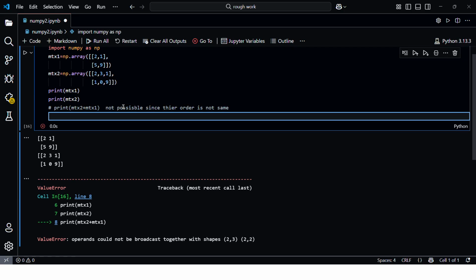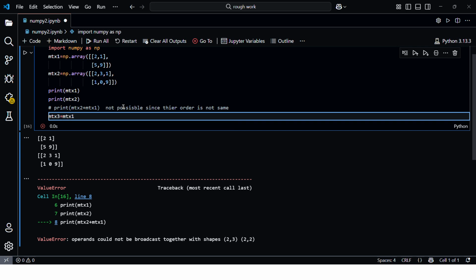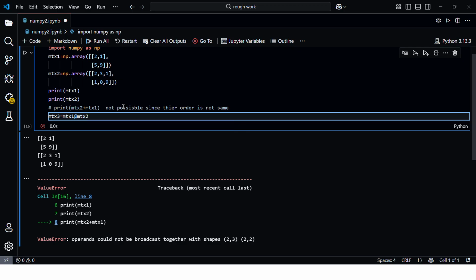Now next comes matrix multiplication. Let's say matrix 3 is what we get from the multiplication of matrix 1 and matrix 2. Here's a thing to be noted: in the case of matrix multiplication, we don't write it as star, we write it as at the rate, the @ symbol. So matrix 1 @ matrix 2, and basically this is the symbol for matrix multiplication.